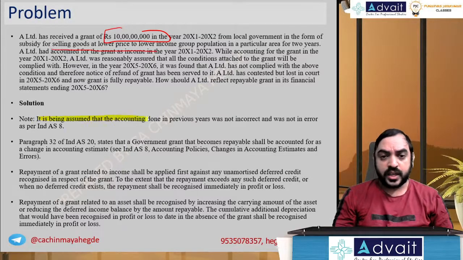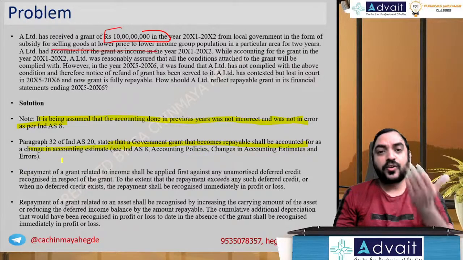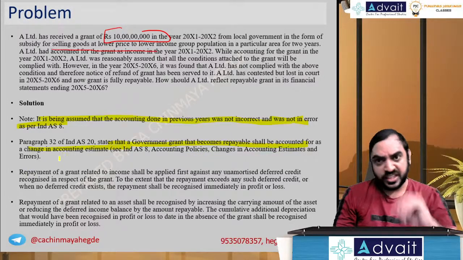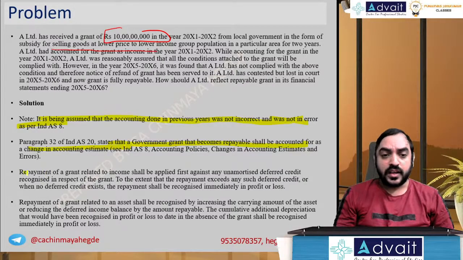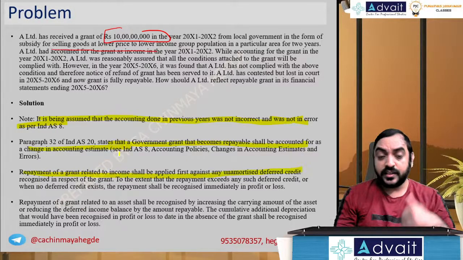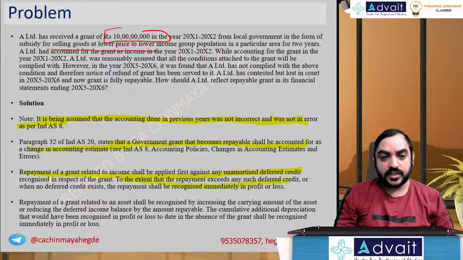It is assumed that the accounting done in the previous year was not incorrect and was not an error as per Ind AS 8. Para 32 of Ind AS 20 says a grant that becomes repayable shall be accounted for as a change in accounting estimate. It should be accounted for as an accounting estimate in the year in which the refund becomes payable. So you can also refer to Ind AS 8 on this occasion. Repayment of a grant related to income shall be applied first against the unamortized deferred credit recognized, if any, and in this case there is nothing. To the extent the repayable amount exceeds it, or when no deferred credit exists, the repayment should be recognized in the P&L account.